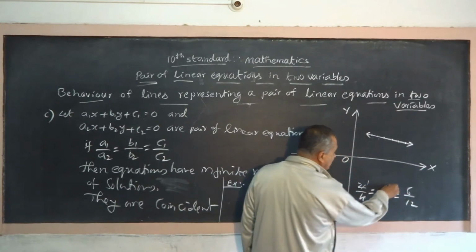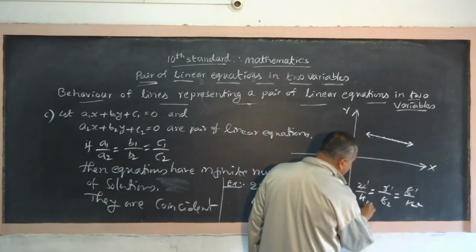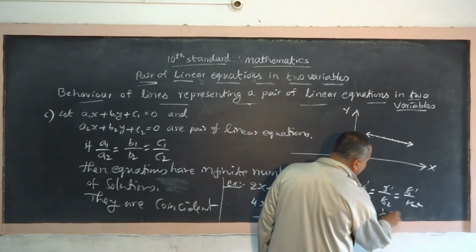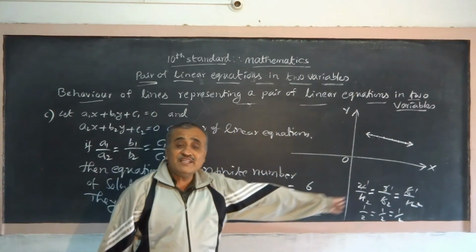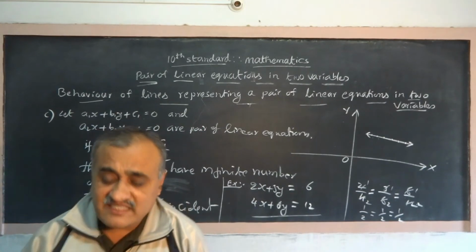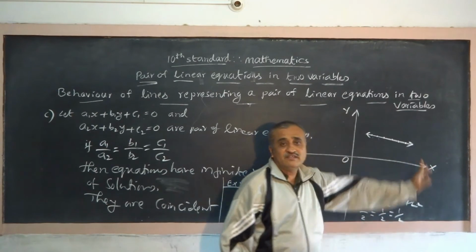Simplify: 2 ones are 2, 2 twos are 4, 3 ones are 3, 3 twos are 6, 6 ones are 6, 6 twos are 12. Then 1 by 2 is equal to 1 by 2 is equal to 1 by 2. Now all the ratios are equal. In such a condition, the lines are coincident. Is it?